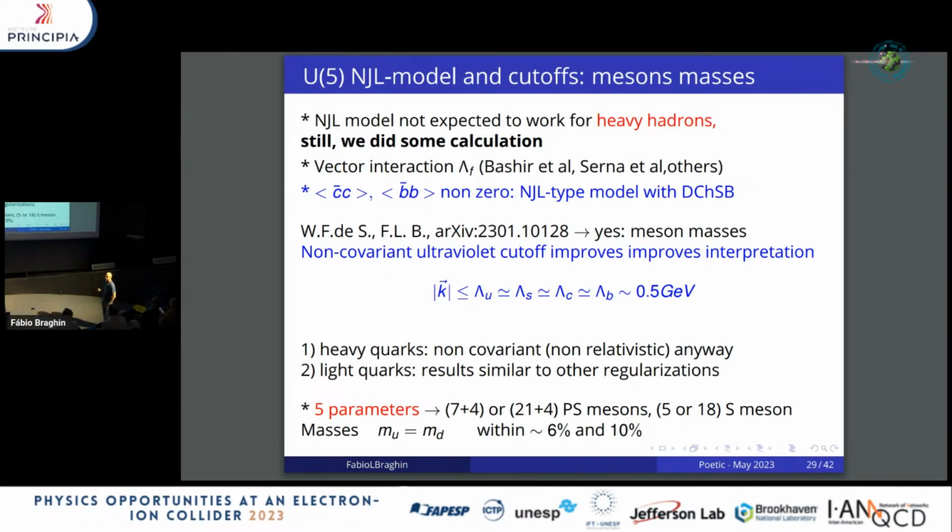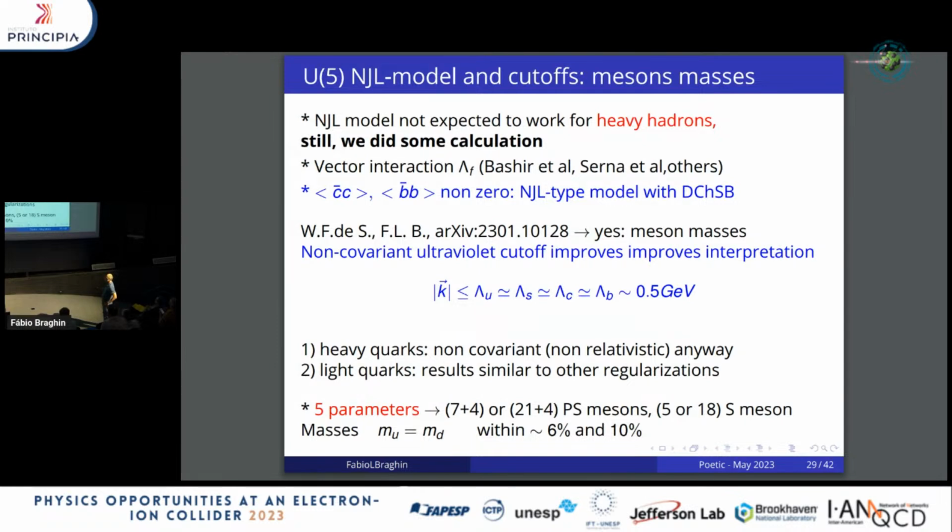And then with this, we kind of have a uniform interpretation for the ultraviolet cutoff, because it's strange to take a cutoff for very heavy quarks, when you take the bottom with almost 5 GeV mass, which is the cutoff that could be, I mean, the physical meaning of a cutoff that usually is clear for a low energy model may be a little bit confusing. Also, this is for heavy quarks, but for the light quarks, it doesn't really matter if you take non-covariant or covariant regularization scheme. The results are very similar.